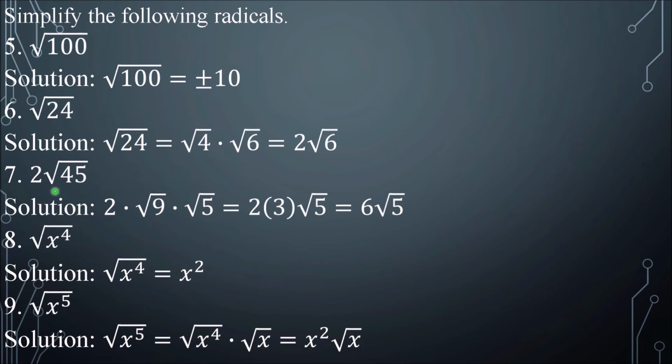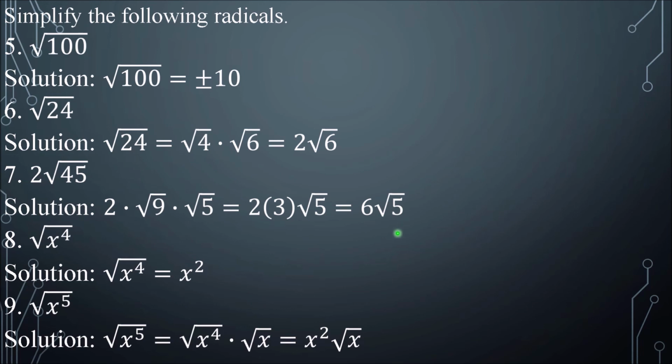Another example, 2 square root of 45. That is 2 square root of 9 times square root of 5. Why square root of 9? Because 9 is a perfect square number which is also a factor of 45. So 2 times square root of 9, which is 3. So 2 times 3, which is 6. And then plug in square root of 5. So 2 square root of 45 is 6 square root of 5.